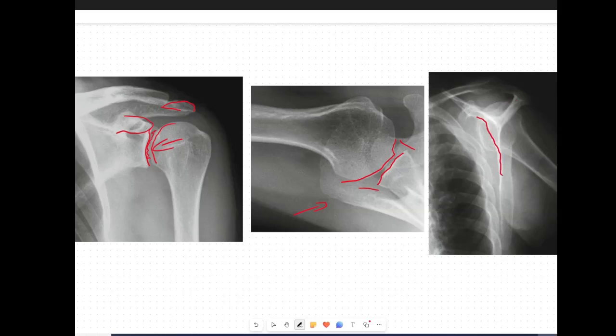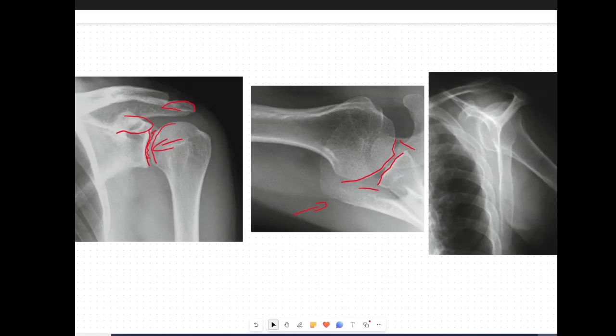Picture the Y as being formed by the scapular body, acromion, and coracoid. The humeral head should line up perfectly within the center of the Y, confirming its proper alignment. So, keep this mental picture of a normal shoulder handy. It's your baseline for spotting dislocations.